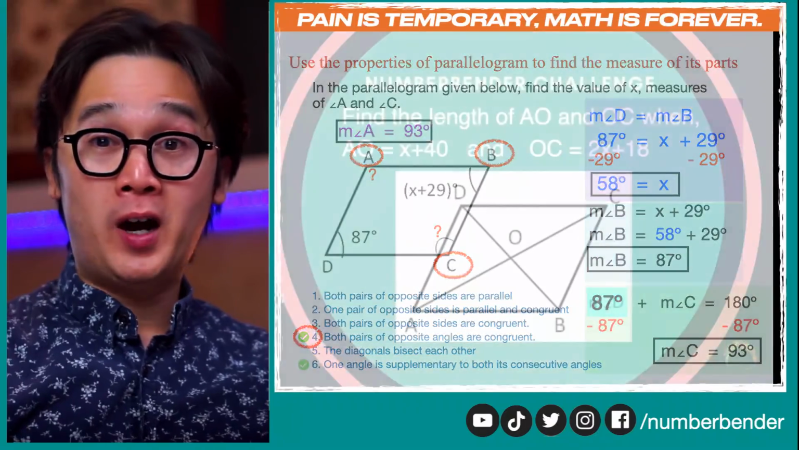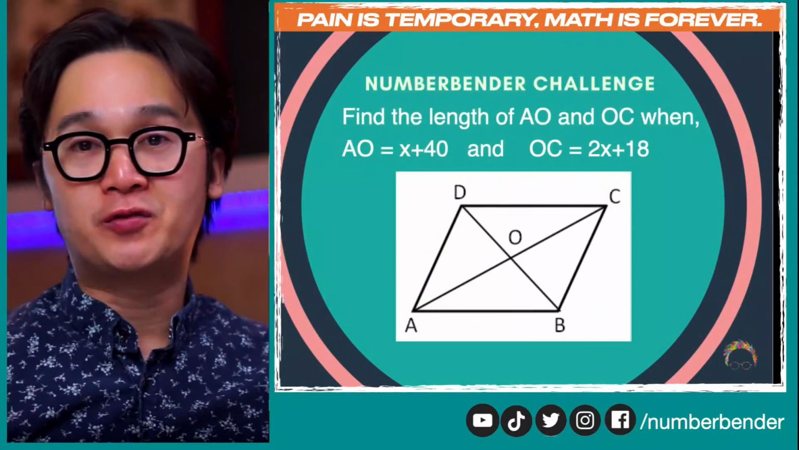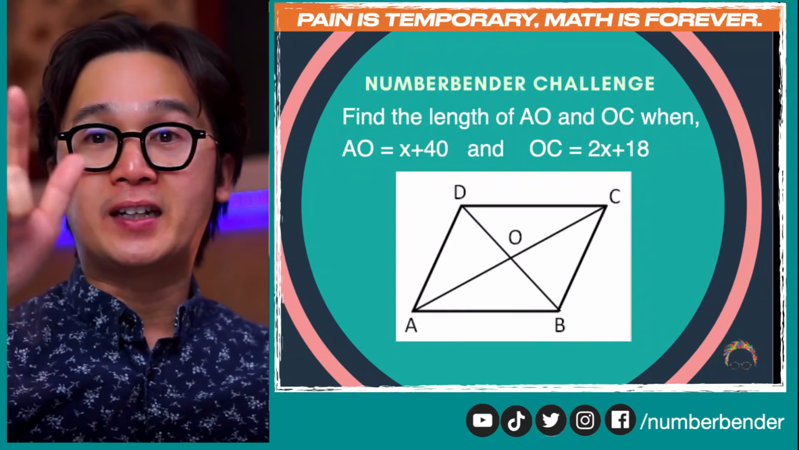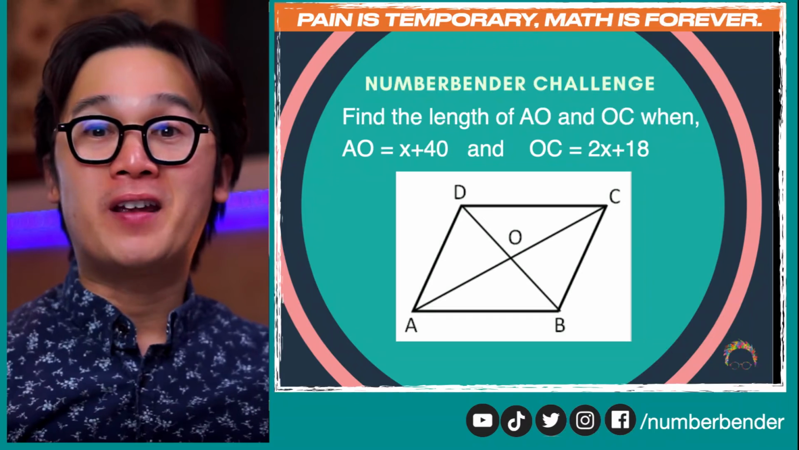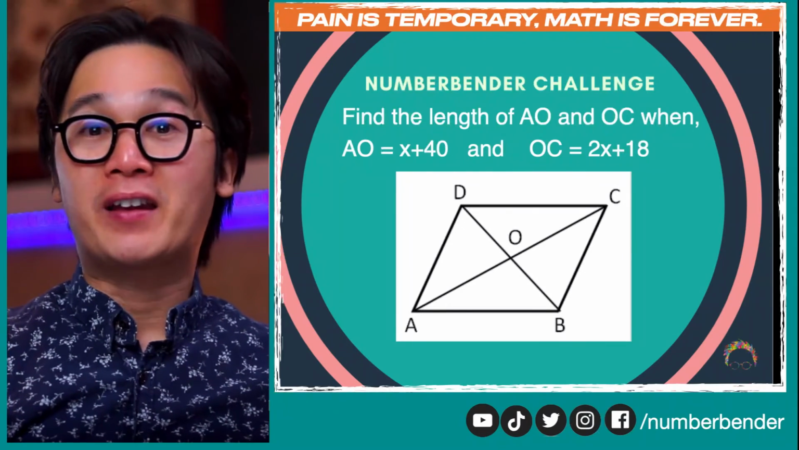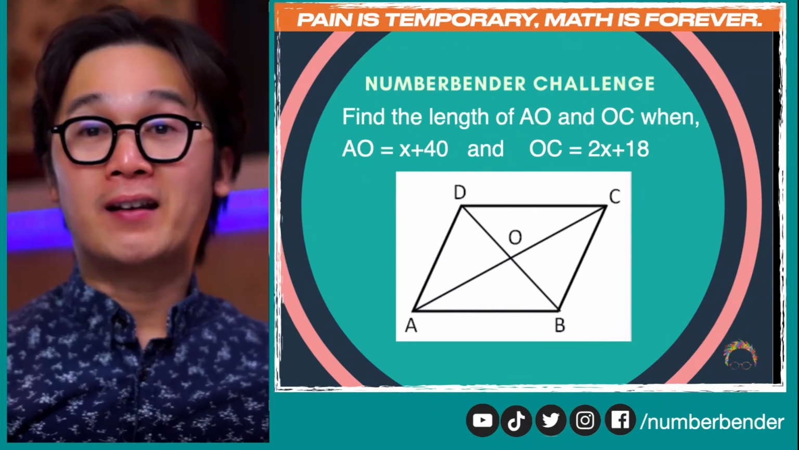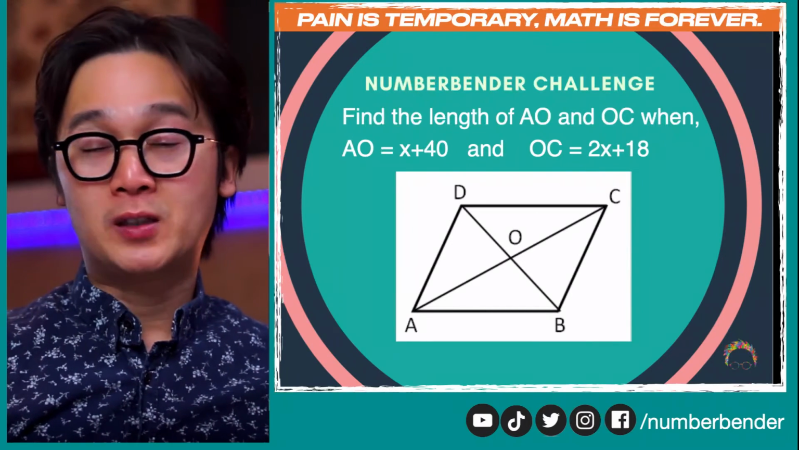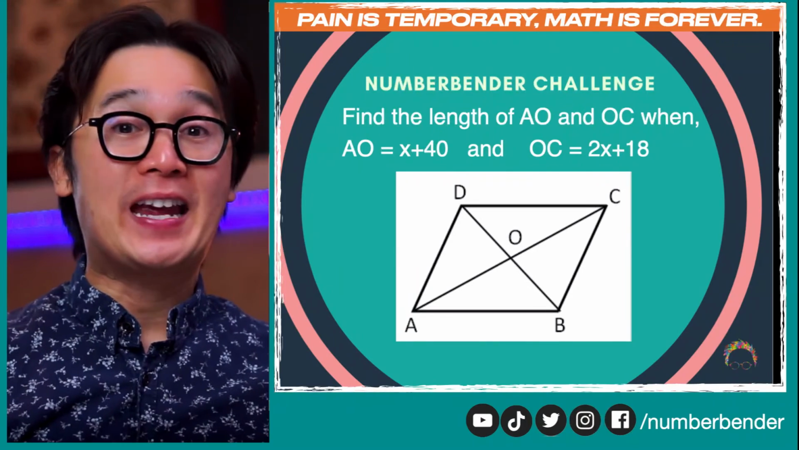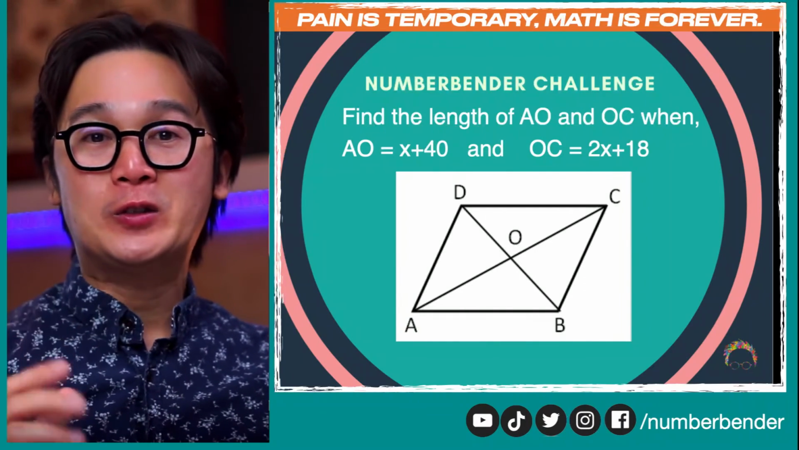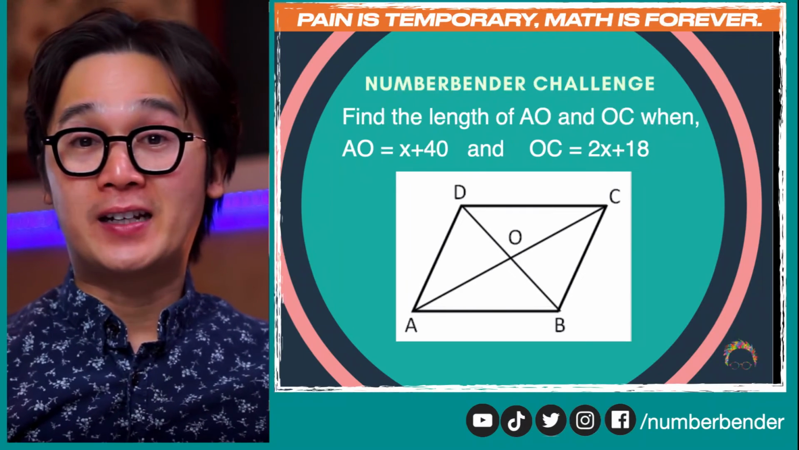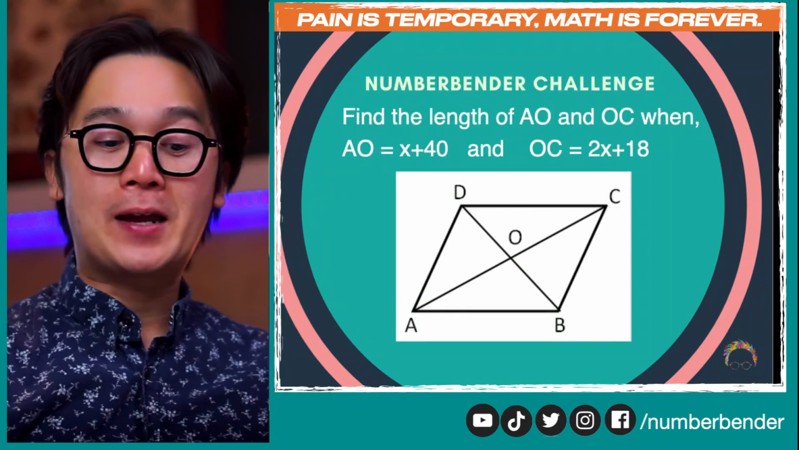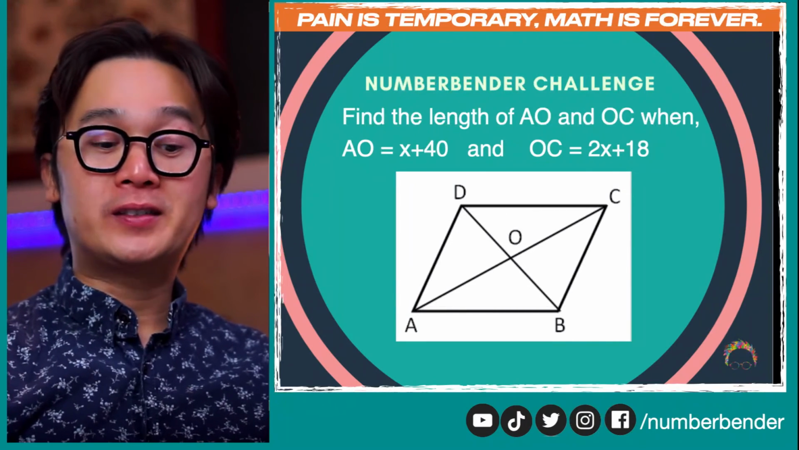And for your missing parts, this is your Numberbender challenge for the day. You have your own set of parallelogram ABCD with O in the middle. And in this case, you're going to find the measurement of length AO and line segment OC, given that AO is x plus 4 and OC is 2x plus 8. So use the strategy that you have learned from our lesson today, and you'll be able to figure out the value of the length of those line segments using the conditions and, of course, algebra.